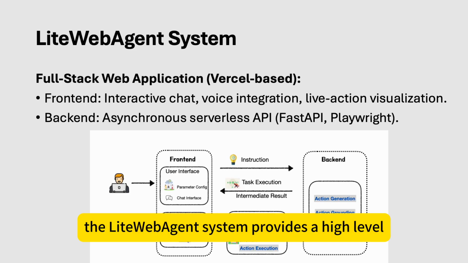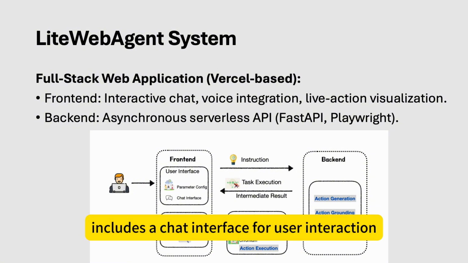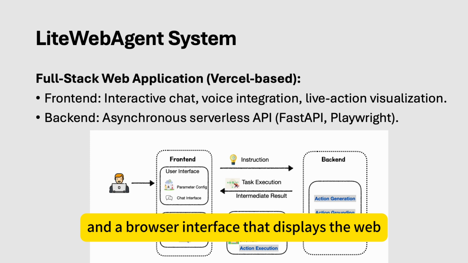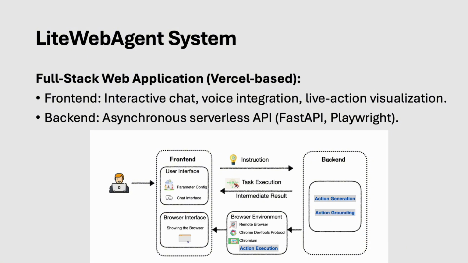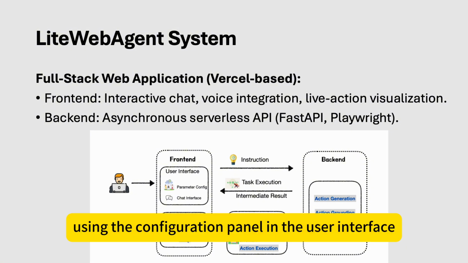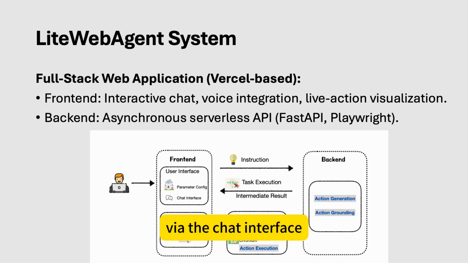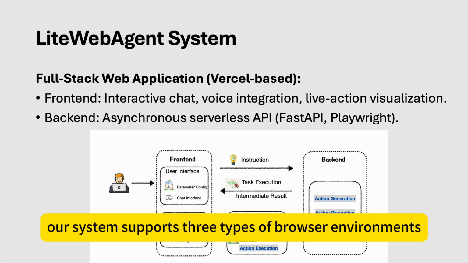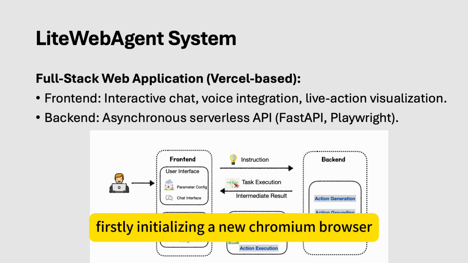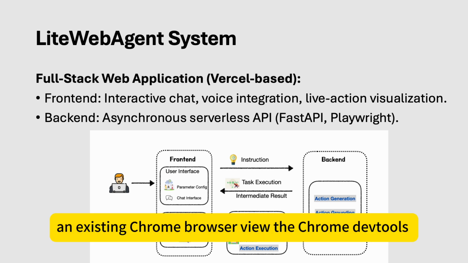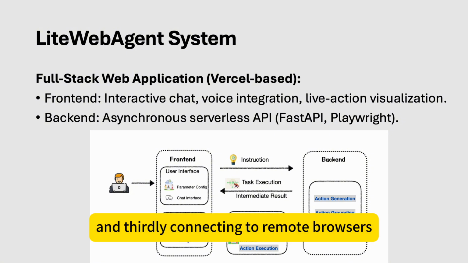The LiteWebAgent system provides a high-level overview of our implemented systems. The front end includes a chat interface for user interaction and a browser interface that displays the web agent performing actions in the browser environment. Using the configuration panel in the user interface, users can set system parameters and send instructions to the back end via the chat interface. Our system supports three types of browser environments. Firstly, initializing a new Chromium browser. Secondly, controlling an existing Chrome browser via the Chrome Developer Tools protocol. And thirdly, connecting to remote browsers.